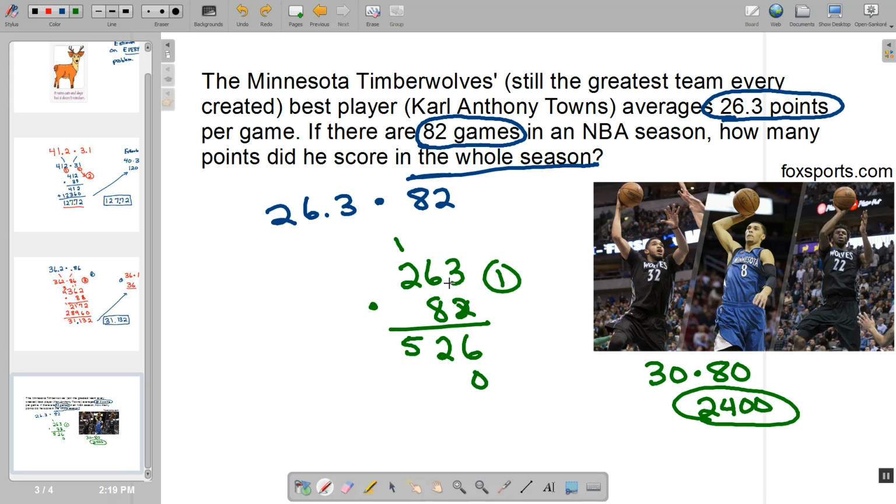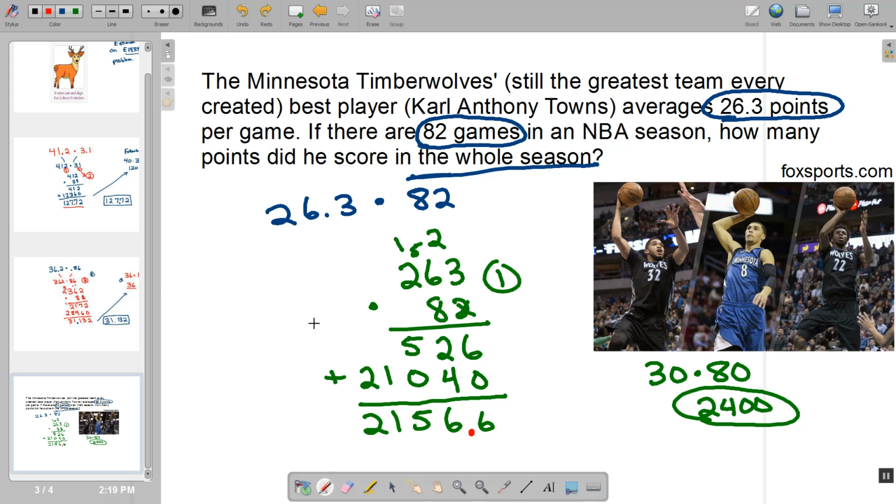8 times 3 is 24. 6 times 8 is 48, plus 2 is 50. 2 times 8 is 16, plus 5 is 21. All right, so now we add these together. And our decimal point, we have 1 digit behind the decimal point, so our answer will be 2,156 6/10.